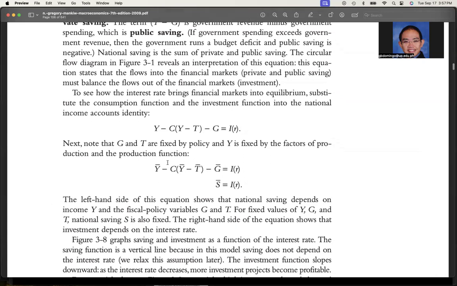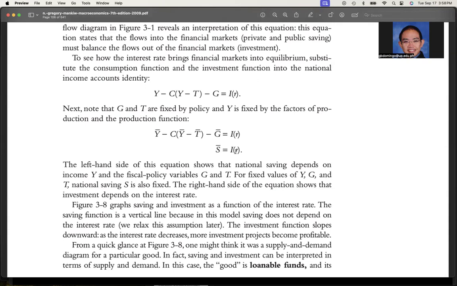The left-hand side will be S, and the right-hand side will be I. And what you can see here is that S bar, which is the national savings, happens to be exogenous because Y is constant, T is constant, and G is constant. Therefore, S bar is just some number. And you're looking for the real interest rate for which S equals I, or savings equals investment. And this is the loanable funds market here. S is equal to I at the equilibrium interest rate, R.